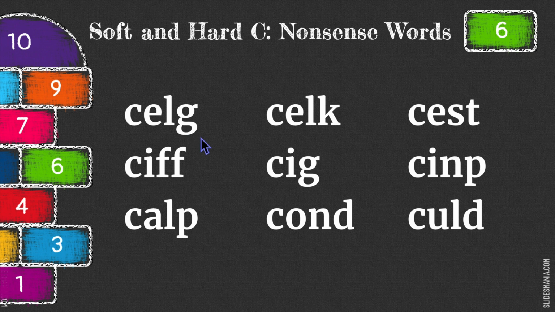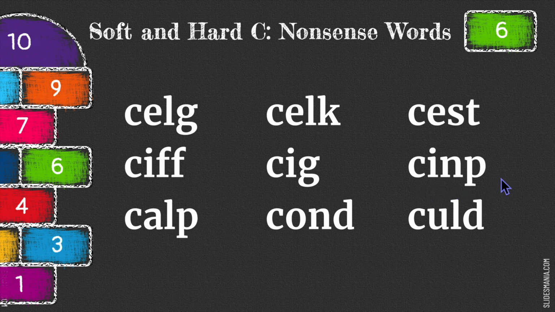Selg. Selg. Do we have an E, I, or a Y after the C? Yes. So we will use the soft C sound of S. Selk, selk. Remember, these are not real words. Do we have a C followed by an E, I, or a Y? Yes, so we use the soft sound. Est, sest. We have an I, so we are going to use the soft sound. If, sif. Sig, sig.